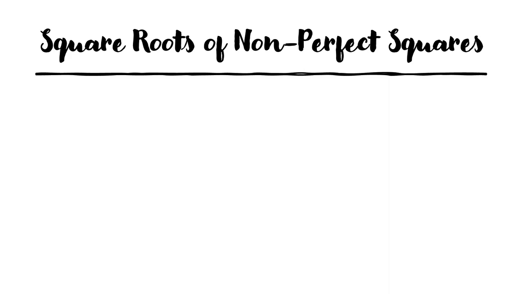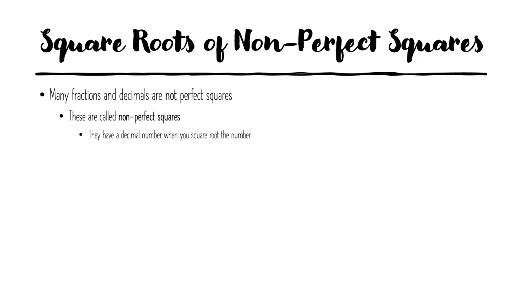So now we know about perfect squares. What's a non-perfect square? Many fractions of decimals aren't actually perfect squares. And as we know from the title, they're non-perfect squares. They have a decimal number when you square root it. Remember in the last slide, root 14 was around 3.7? You can call 14 a non-perfect square.